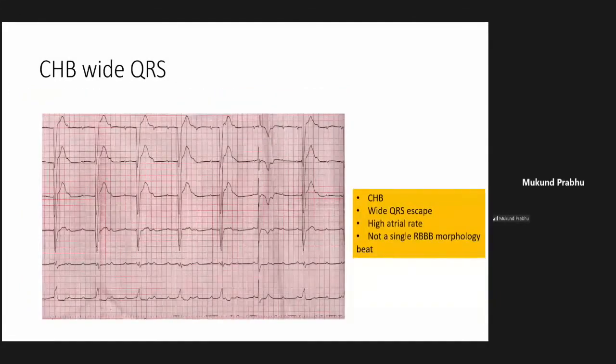This is an example of complete heart block with wide QRS. Earlier I showed you narrow QRS. This is a wide QRS, and this is an adult ECG, and you can see that the atrial rate is very high. It's almost like 135. And a single beat is showing a different morphology. Maybe a conducted beat or maybe a different escape, but varying morphology itself is regarded as a higher risk feature.